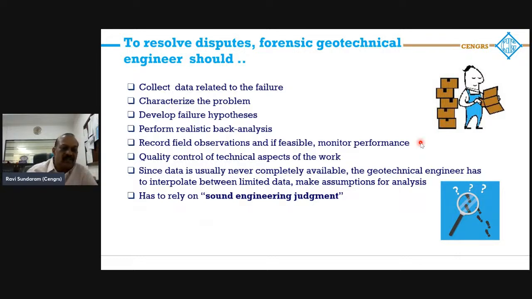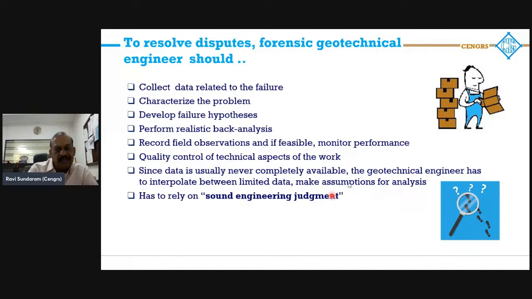Then you do the quality control aspects, so that you check whether there were any problems in the way the structure was constructed or anything else like that. Now, since data is never usually completely available, you have to interpolate between limited data, make assumptions for analysis, and try to figure out what is the best solution. So here you have to rely on sound engineering judgment.